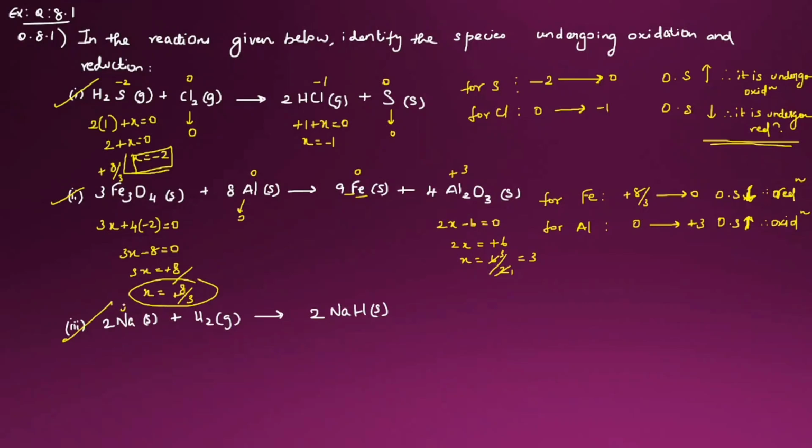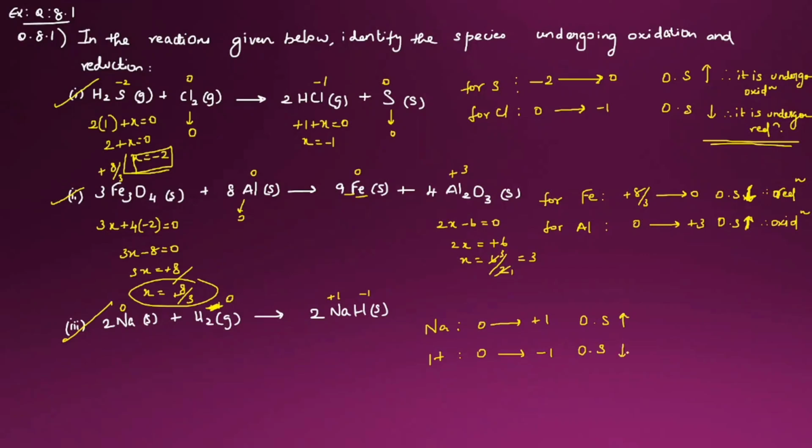Now let's look into the third question. This is 2 sodium plus H2 gives 2 NaH. So sodium, as we see, is in an uncombined state, so its oxidation state is 0. And the same way, since H2 is also in its free state, it is also 0. And in NaH, Na, that is alkali metals, have oxidation state plus 1 according to the rule of oxidation state. So here hydrogen will be minus 1.